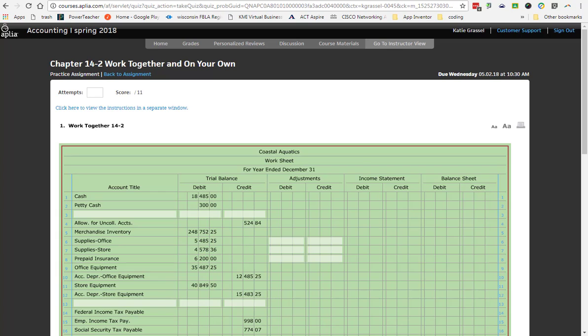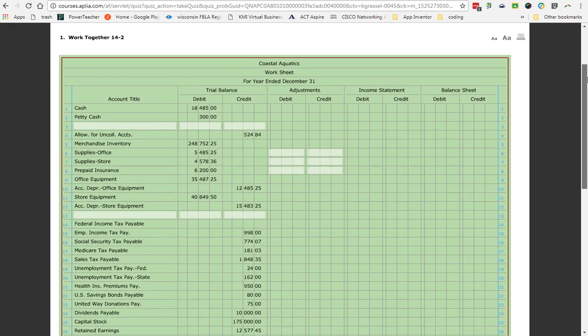Okay, so what are we doing in Work Together 14.2? What is this big thing? Worksheet. Now, I just kind of talked about the columns, but I need you to pause and think about the purpose of every column. What are we doing with our trial balance? It's the first thing you do, and if it doesn't work, you stop right there and don't do anything else. What are we trying to get? Debits and credits to equal.